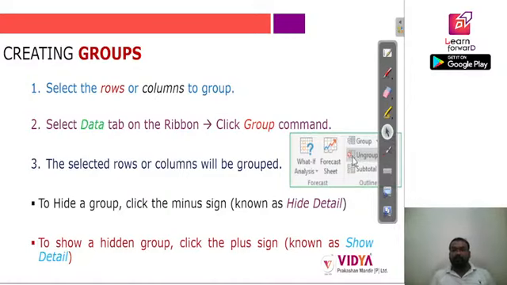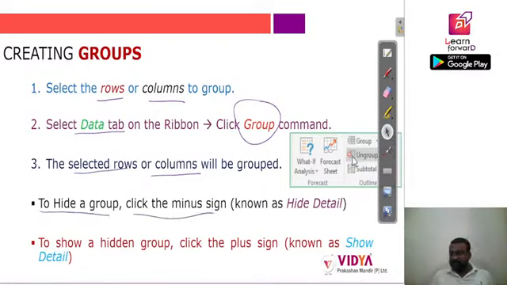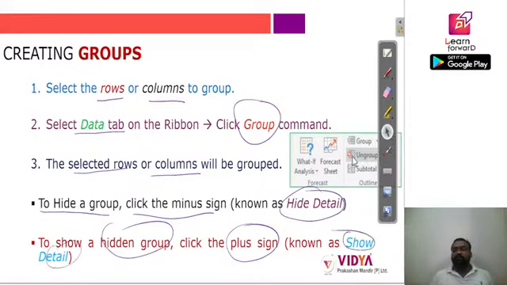So how can we apply this group? First we select the rows or columns on which we want to create a group. Then we go to the Data tab and click on the Group command. Once you click on it, the selected rows or columns will be grouped. To hide a group, you will get a minus sign, which is known as Hide Detail. If you want to show a hidden group, that you have already hidden, you will get a plus sign, which is known as Show Detail. You can click on this and check.